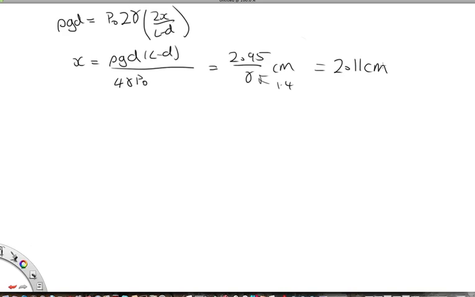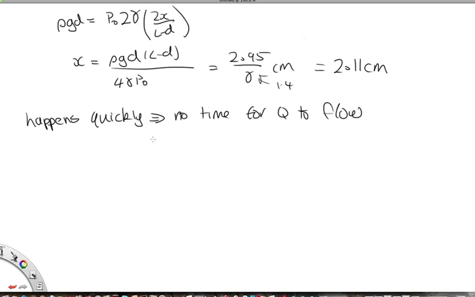Now the question also asks which assumption is more reasonable. Well, we can assume that it happens quickly, that we turn it from its horizontal position to its vertical position quickly. So it happens quickly, which implies there's no time for heat to flow, which implies that it's adiabatic. So the adiabatic approximation is the better one.